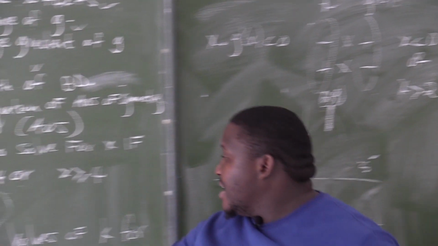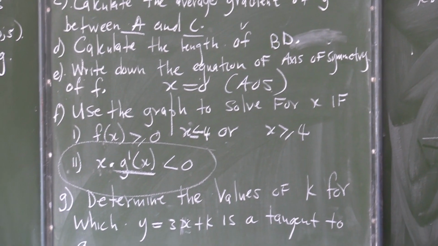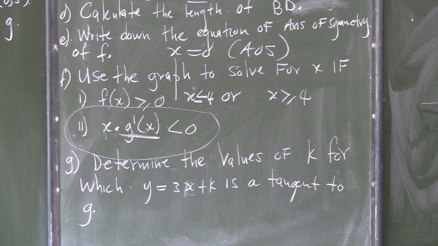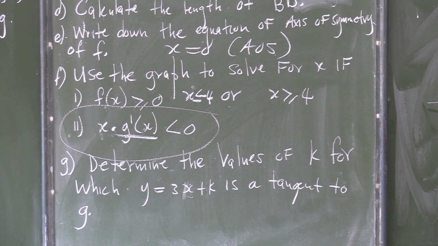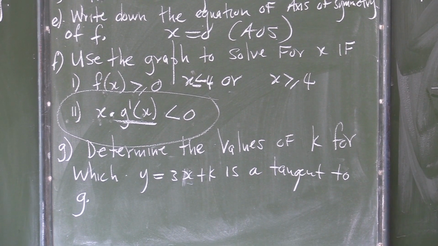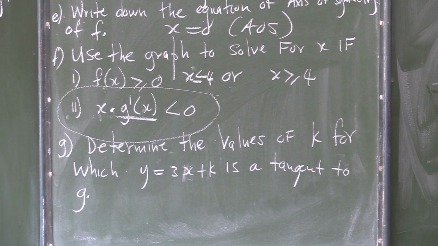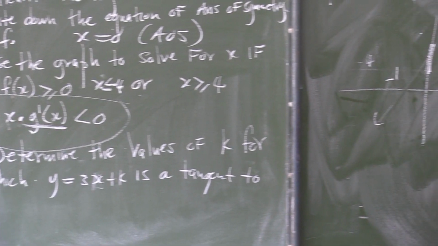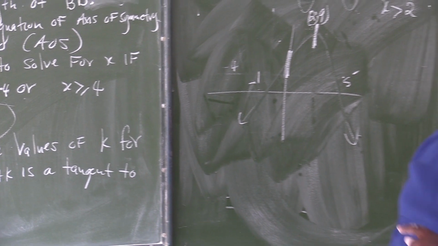Determine the values of k, for which, these questions are very common now. Determine the values of k for which y equals 3x plus k is a tangent to g. Now, what is a tangent? You need to be very careful here.